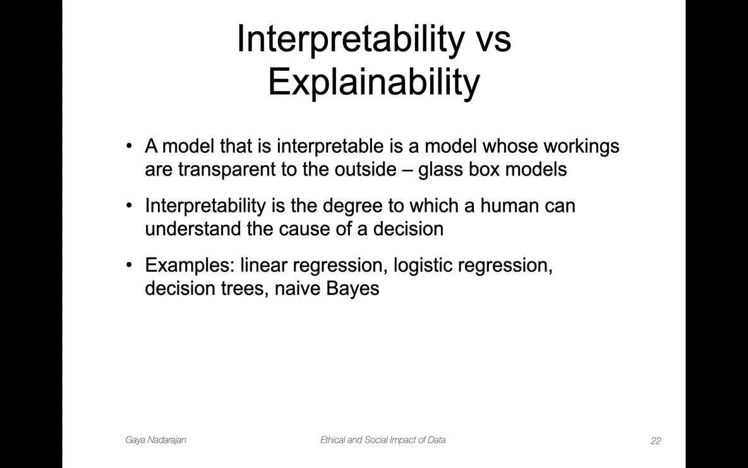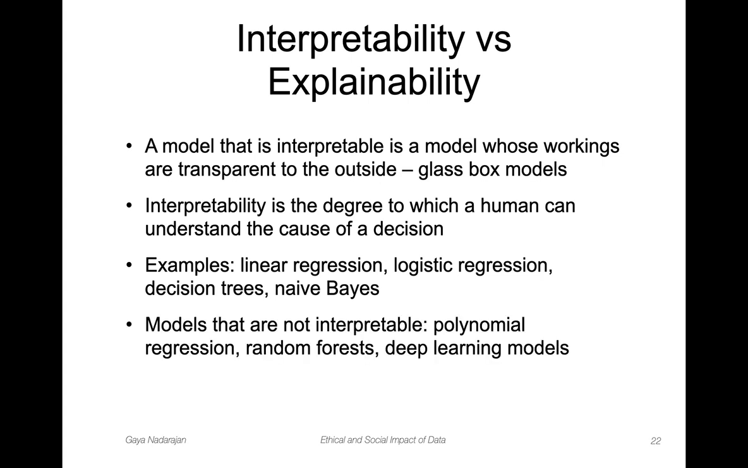For example, models like linear regression, logistic regression, decision trees, and naive Bayes are examples of machine learning models that are interpretable, because we can understand what these models do, and we know from the results what they mean. However, there are a bunch of models that we know as black box models. These models are not interpretable, meaning we don't really know how they work. Some examples are polynomial regression, random forest, or good old deep learning models that we know pretty well by now.